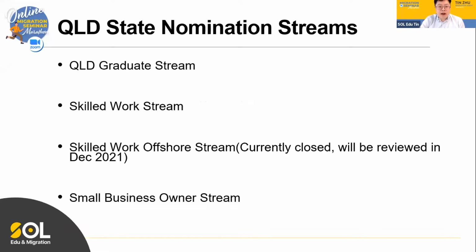So to summarize, there are in total 4 different streams this year for Queensland State nomination. The first one is the Queensland Graduate Stream, and under it they specify 2 different groups. One is for PhD graduates, the other is for Bachelor and Master graduates. The second stream is the skilled worker stream, for those currently working and living in Queensland. The third one is the skilled worker offshore stream, but this stream is currently closed. They will reveal it in December this year. The last one is the small business owner stream.